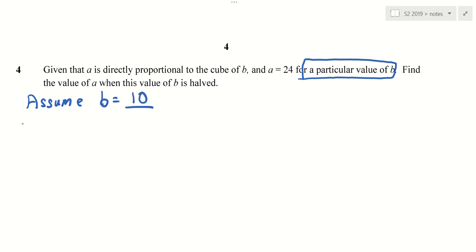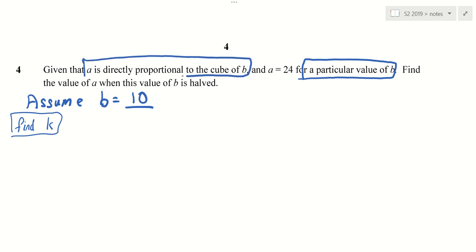So what's the next step? You will try and find the value of K. So how do I find value of K? Usually I got A, I got B. What do I do? I will sub into the equation, right? So what is the equation now? A is directly proportional to the cube of B. So what do I write? A equals to KB cube. And I also know A and B, so very easy for me. A equals to 24, B equals to 10.